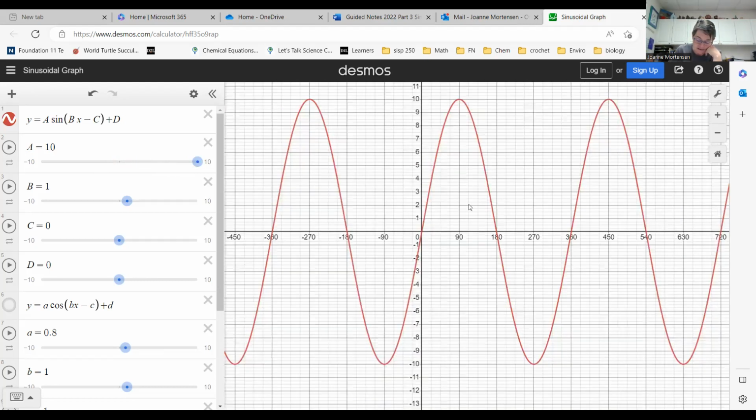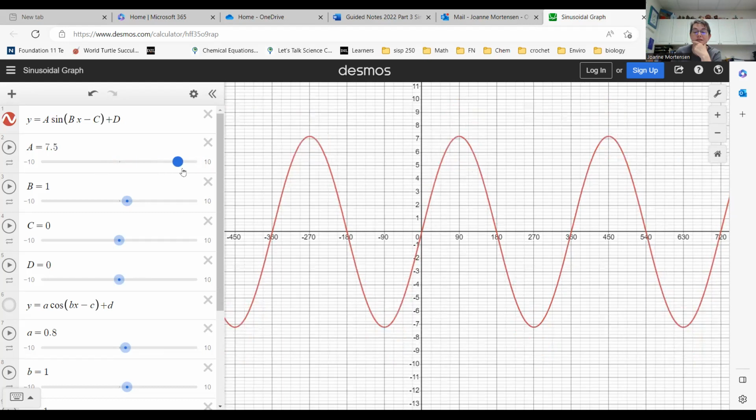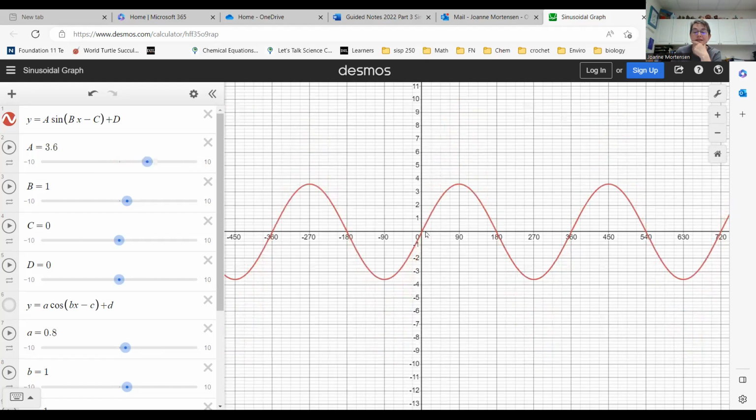Okay, so yes. Does it change my maximum? Of course it does, right? Here's my center. It changes my amplitude, so it's how far from my center. So yeah, that's going to change my maximum. And I'm pretty sure that's going to work the other way too. It changes my minimum.